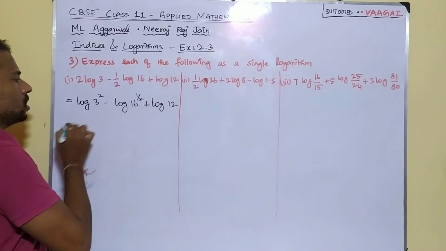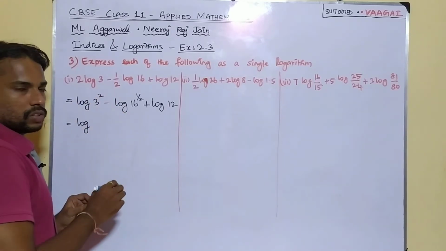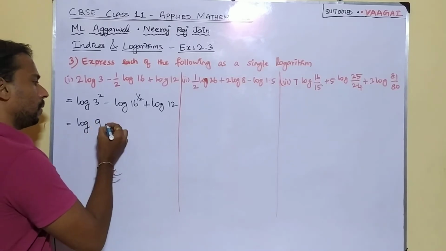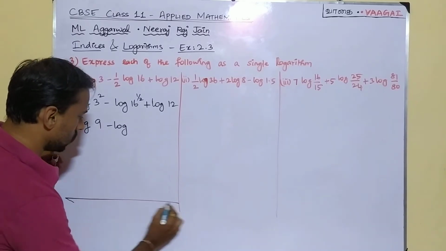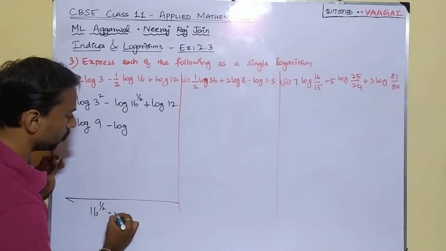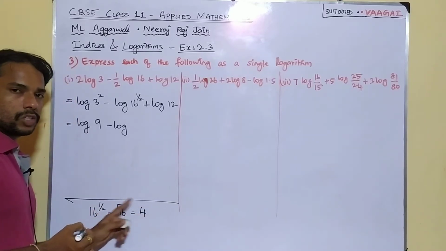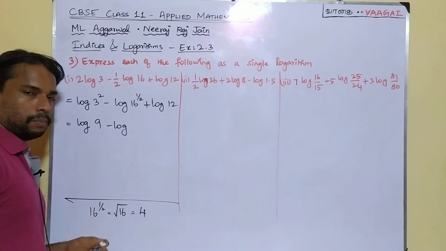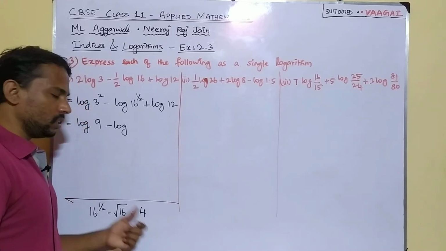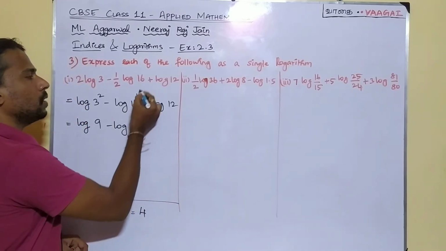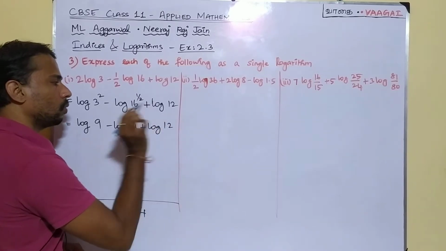So this is equal to, next, log of 3 square. 3 square is 9, right? So log 9 minus log of 16 power half. Hope you know what 16 power half is. 16 power half is nothing but root of 16, which is 4, because we know that any number raised to the power half is equal to the square root of that number. So log of 16 power half now becomes log 4, then plus log of 12.